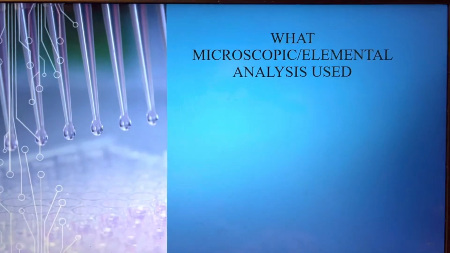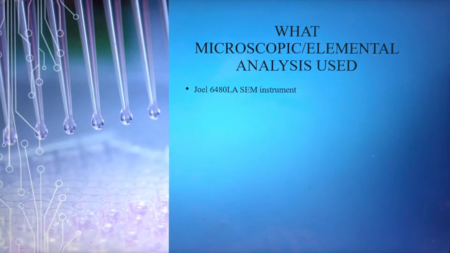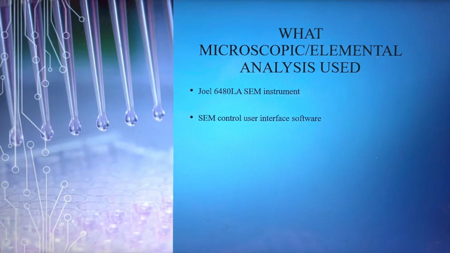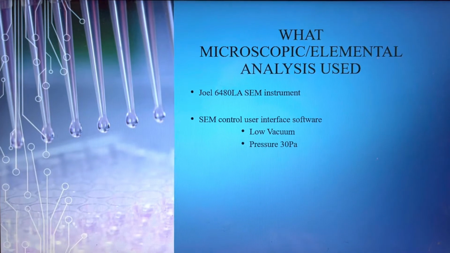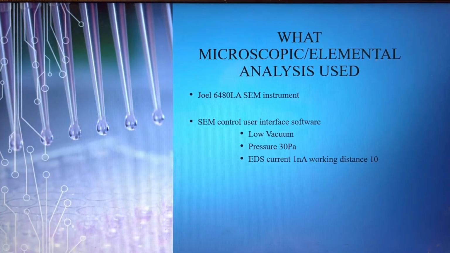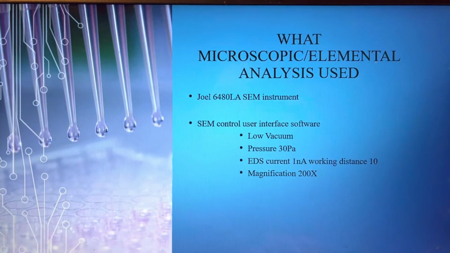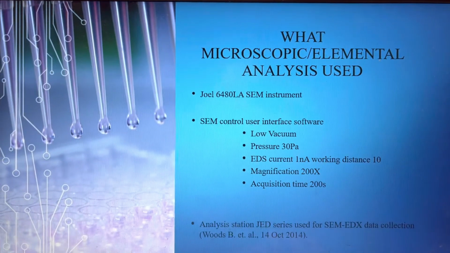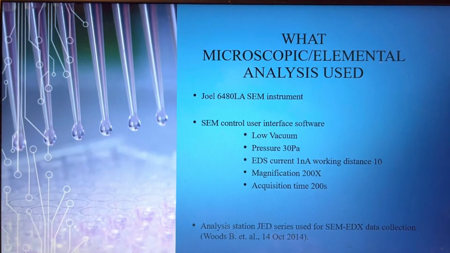So what microscopic elemental analysis was used? The JEOL 6480LA SEM instrument with SEM control user interface software. This was at low vacuum, pressure of 30 pascals, EDS current 1 nanoamp, working distance 10, magnification of 200 times, with an acquisition time of 200 seconds, and the analysis station JED series used for SEM EDX data collection.